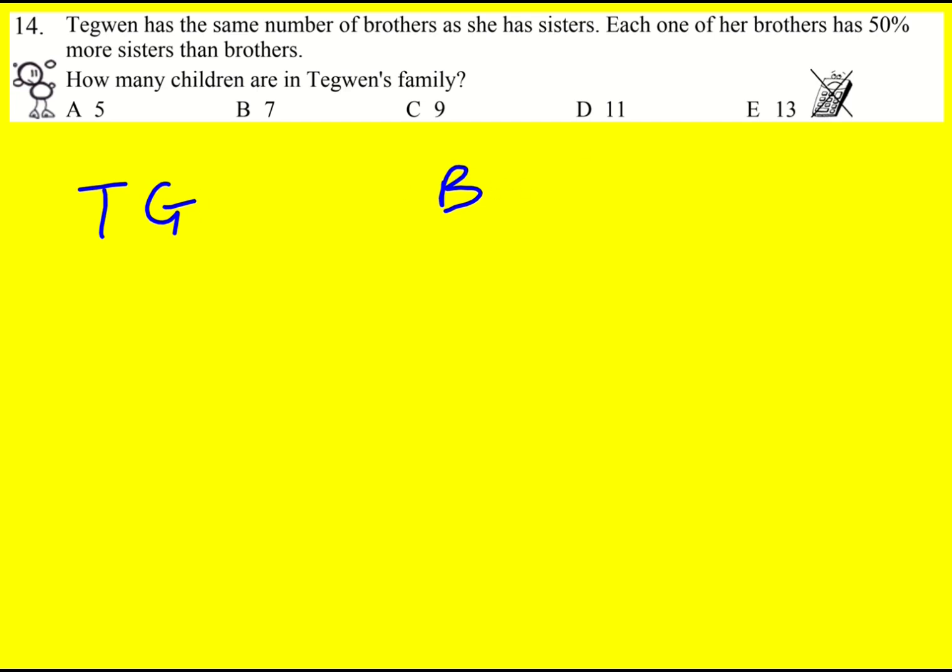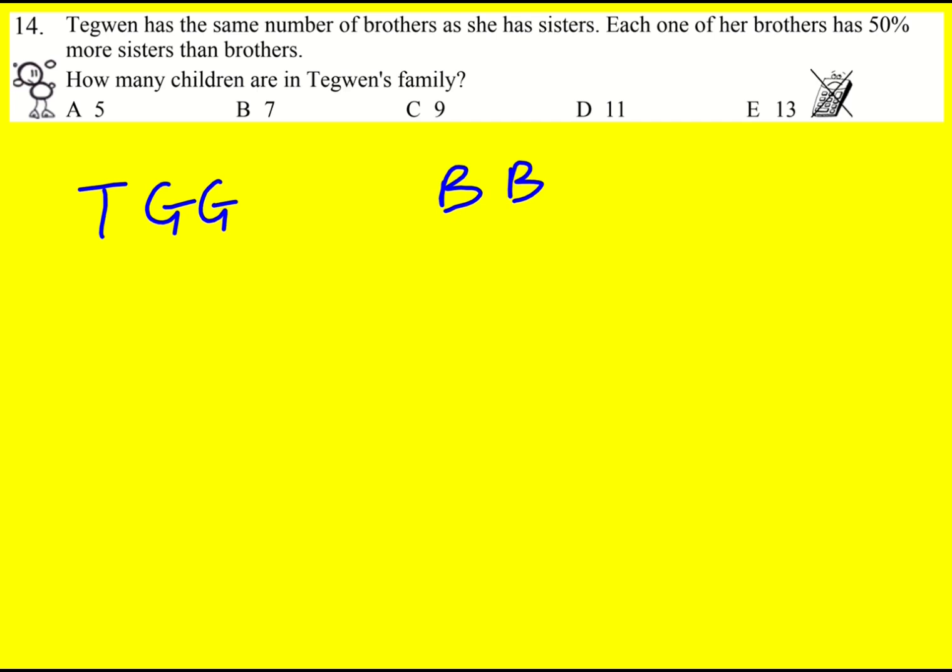Now I've satisfied that. So as long as I keep these the same number, I might add another G and another B, then I'm okay. But then I need to look at the brothers. Each one of her brothers has 50% more sisters than brothers. At the moment, this boy, he's got two sisters and no brothers, so that's clearly not 50% more. So I'm going to add another one to the mix, a girl and then another brother. So the first condition's met.